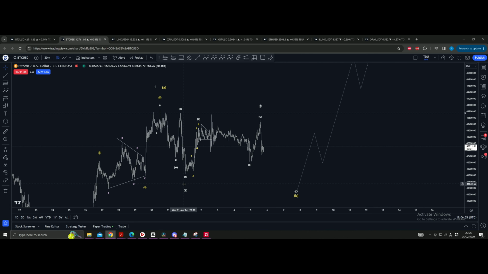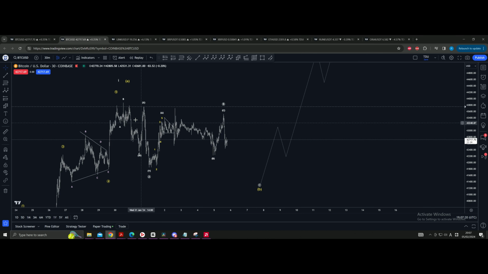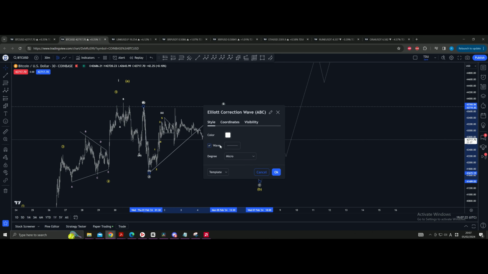So the first move of a flat, either we can count it as if you finish it here, then A, B, 1, 2, 3, 4, 5 for the W, X, Y, irregular top. This can be your wave A, 3-wave move, then a zigzag A, B, C. I would think this is done. So A, B, C.